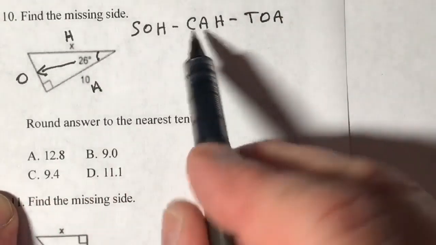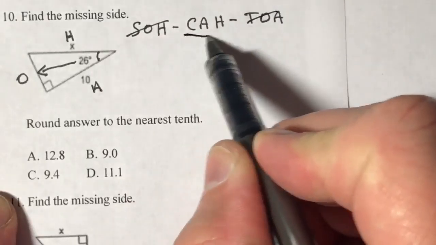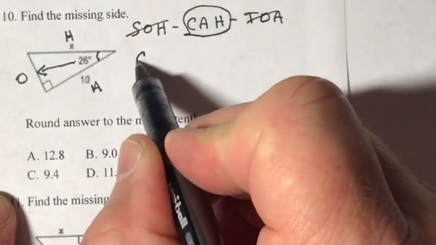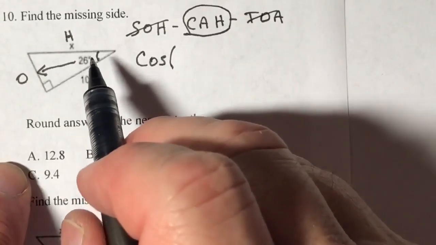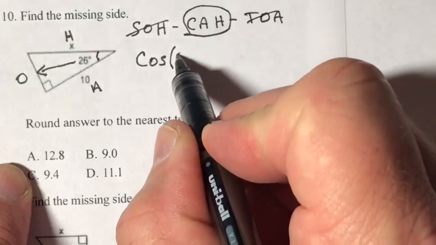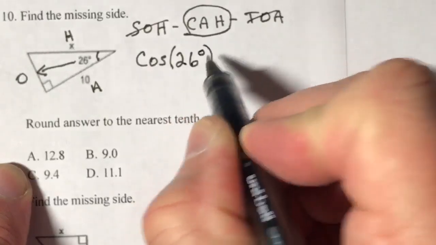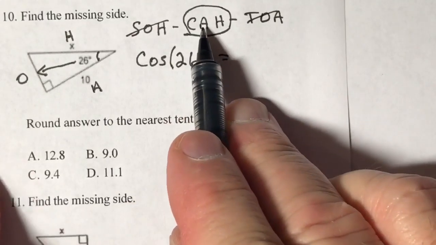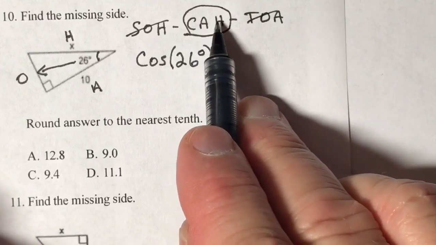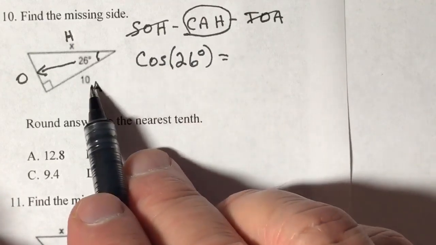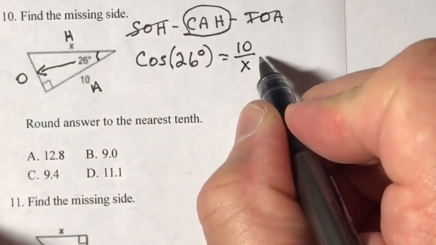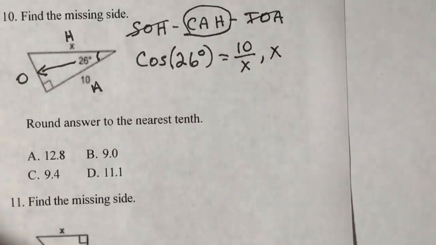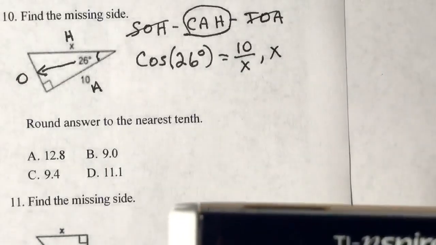Okay, so I want to use this one. Okay, so cosine parentheses. All right, and that is 26 degrees is equal to what? Little A divided by H. So 10 divided by X. Okay, comma X. All right, now once I show you this one, you have seen all the trig functions.